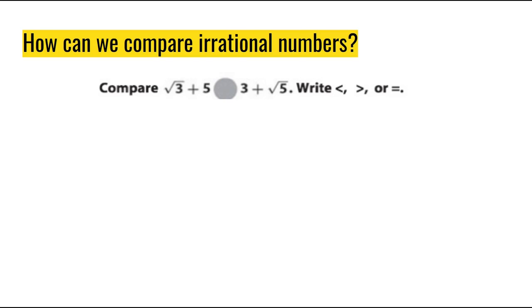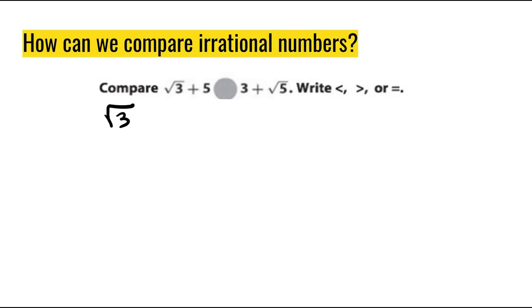Okay, we're going to start with the numbers on the left side here and figure out about how much that is. So we have the square root of 3 plus 5. We don't know what the square root of 3 is, but if we figure out about what it is, we can just add 5 to it, and that'll tell us what the left side is.